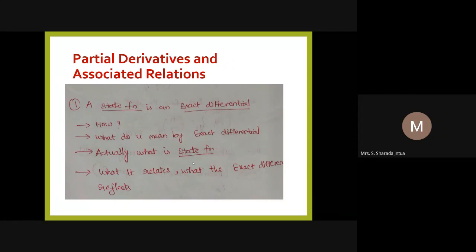The author has defined that whatever the state function is, that is an exact differential. Exact differential means the LHS properties will be equal to the RHS properties. Same, it should be in a balanced way. That is nothing but a state function. That characterizes the state function, they are saying.